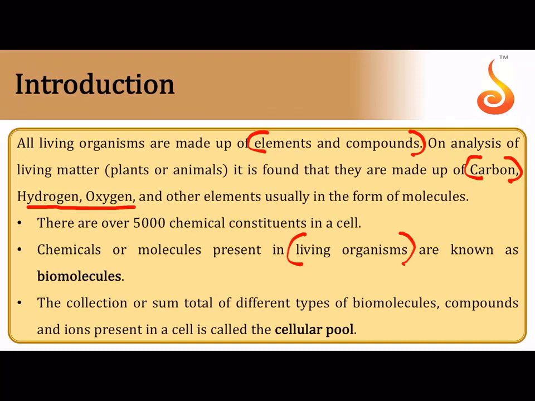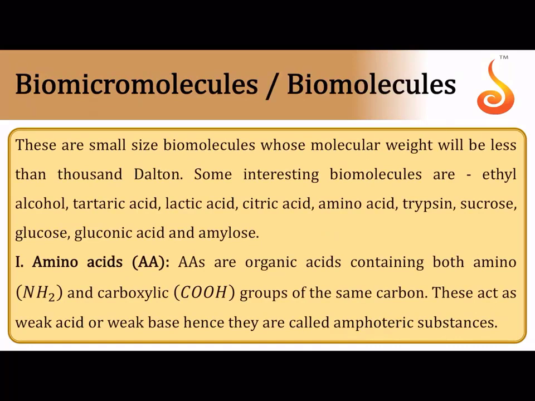Okay? The collection or the sum total of different types of biomolecules or compounds present in a cell is referred to as a cellular pool. So you have learnt that the biomolecules may be of two types, biomicromolecules and biomacromolecules, based on their molecular weight. So what is a biomicromolecule and what is a biomacromolecule? Now let me just give you a quick explanation.